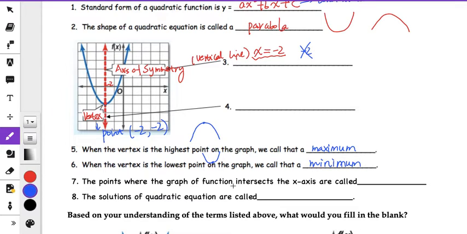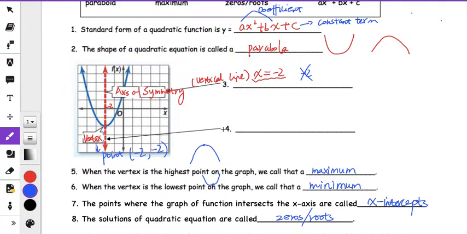The point where the graph of a function intersects the x-axis is called the x-intercept. And the solutions of the quadratic equation are called zeros or roots. I want to spend more time on these two points. So let's go back and check this graph. As you can see, this graph intersects the x-axis at this point.